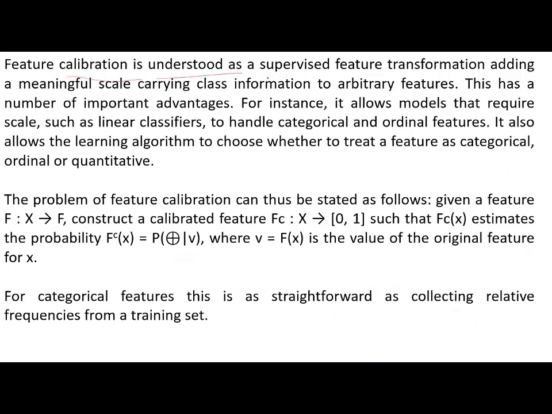Feature calibration is understood as a supervised feature transformation, adding a meaningful scale carrying class information to arbitrary features. This has a number of important advantages. For instance, it allows models that require scale, such as linear classifiers, to handle categorical and ordinal features. It also allows the learning algorithm to choose whether to treat features as categorical, ordinal, or quantitative.